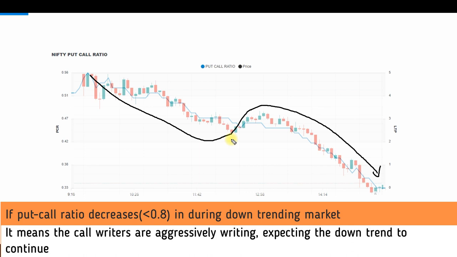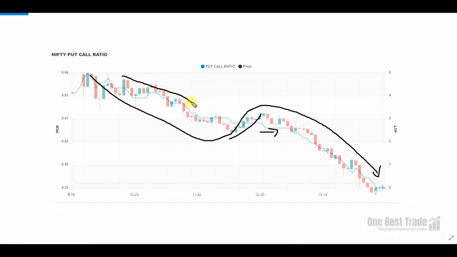And also in the middle of the day the price is bouncing back, but the PCR is not bouncing back. This is again a very strong indication that we could see further weakness in the price. And also we could see the price just following the PCR indicator, making lower low and lower high, and it was trending lower the whole day.